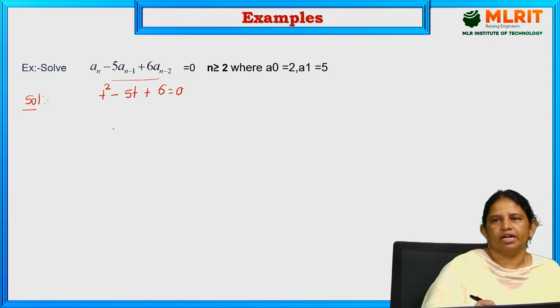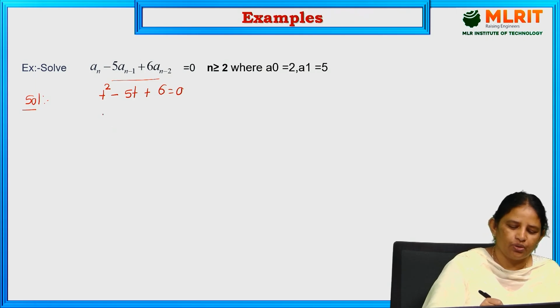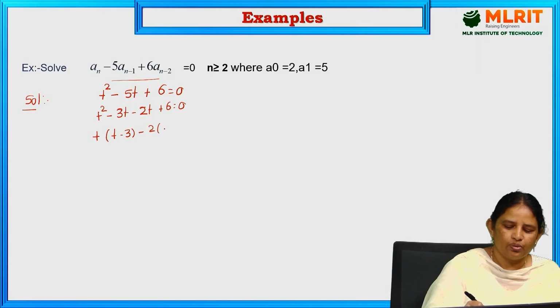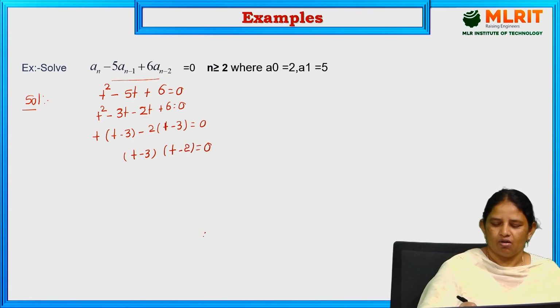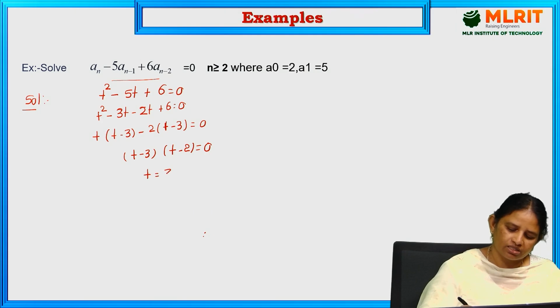So to get 6, we need to multiply 3 and 2. T square minus 3t minus 2t plus 6 equal to 0. Taking t as common, t minus 3 minus 2 times t minus 3. Then we get t minus 3, t minus 2 equal to 0. From this, what are the values of t? T value is 3, 2.